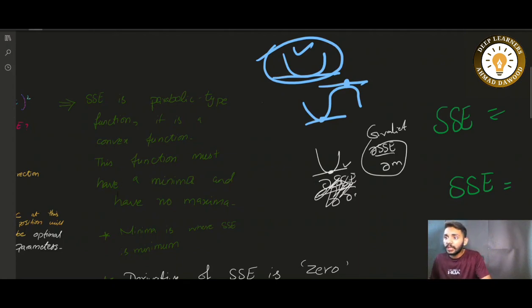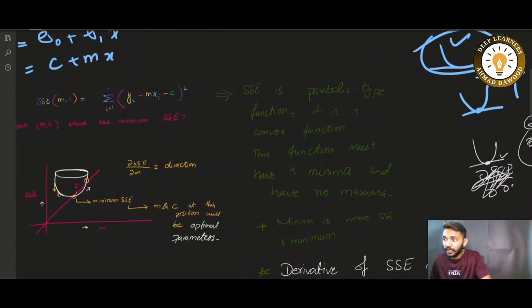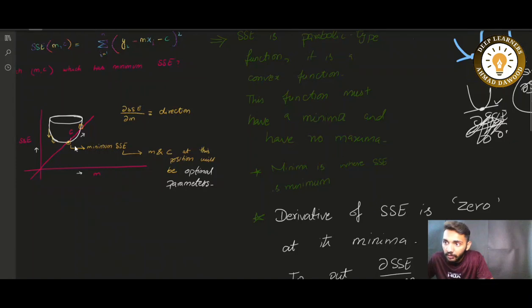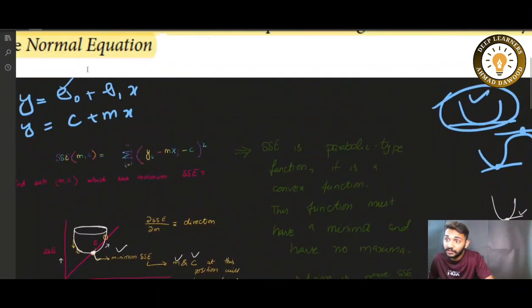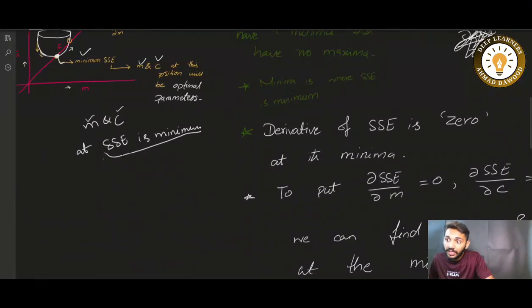So this function must have a minimum point, where SSE is minimum. We want M and C at this position where SSE is minimum. We will say that this M and C, at the position where SSE is minimum, are the optimal parameters. We also got a hint from the nature of the function, by visualizing and analyzing it, that where SSE is minimum, the derivative of SSE is equal to 0. This function must have a derivative equal to 0 at the minimum position where we have this type of curve.